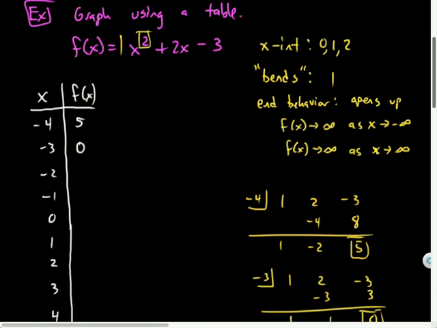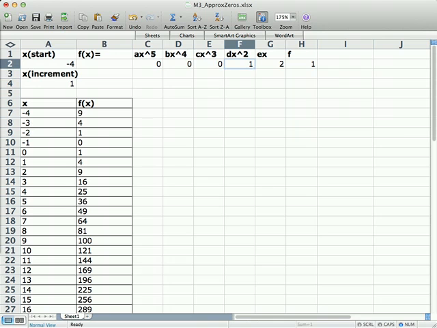So what was our function? x squared plus 2x minus 3. So I would do 1x squared plus 2x minus 3. And notice there's the 5 and the 0 that I just had. It auto-calculates all of this for me.